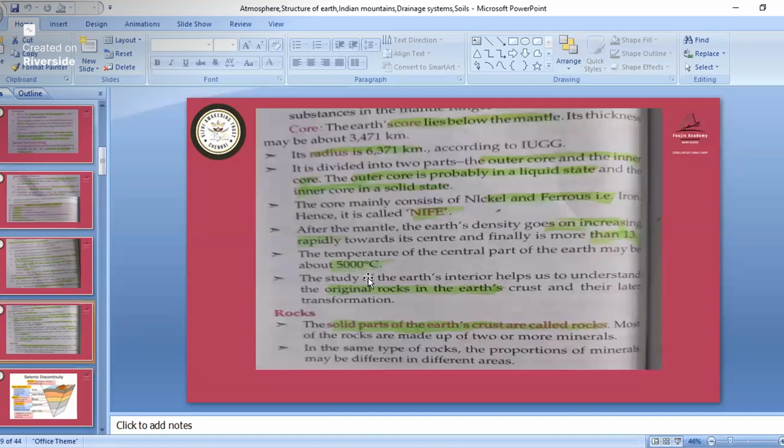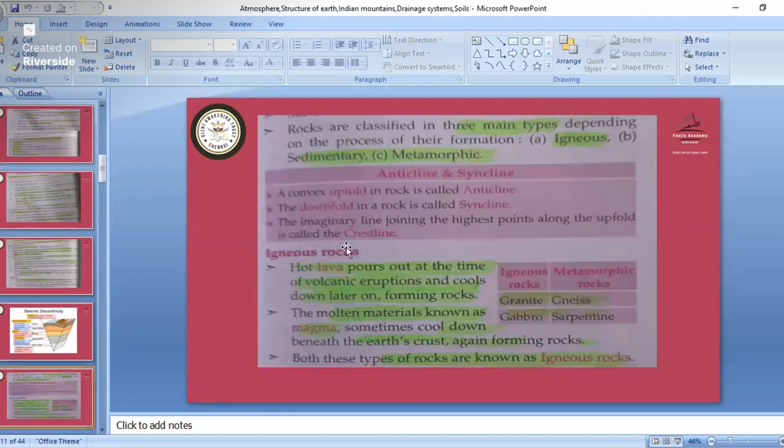Okay, now we'll see about the rocks. See, the solid parts of the earth's crust are called rocks. So we'll see all types of rocks. There are three types of rocks: igneous rocks, sedimentary rocks, and metamorphic rocks. So we'll see all these three, and you must know the examples of igneous rock, sedimentary rocks, and metamorphic rocks.